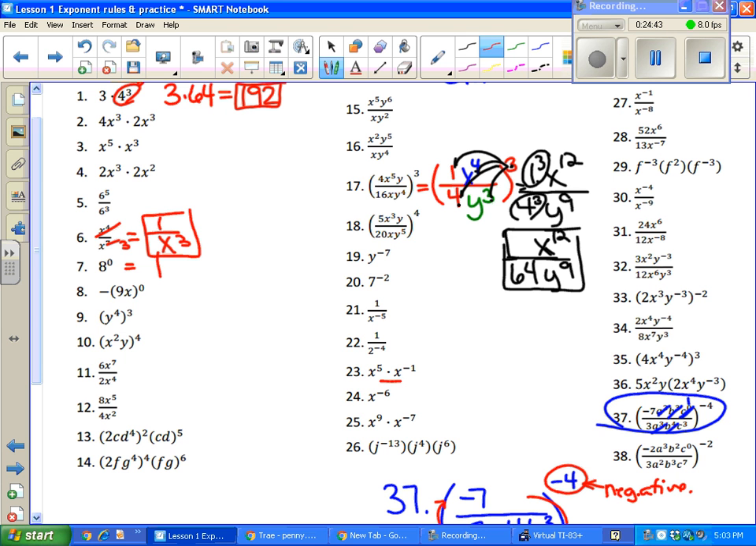Here I have x's. If you multiply x times x, you add exponents. So that'd be x to the 5, add negative 1, which would be x to the positive 4. So a lot of these are short. Some of these take longer. Do these first, and then do the homework, which will be taken for a grade.